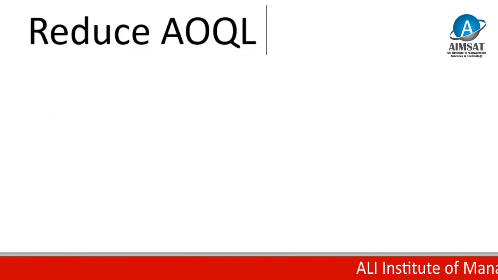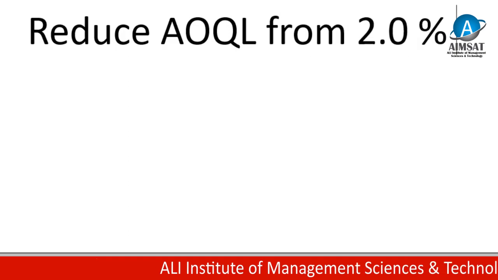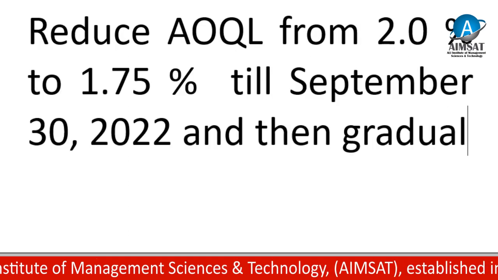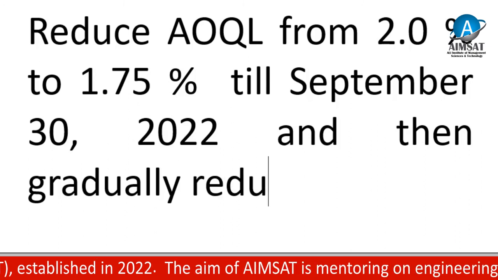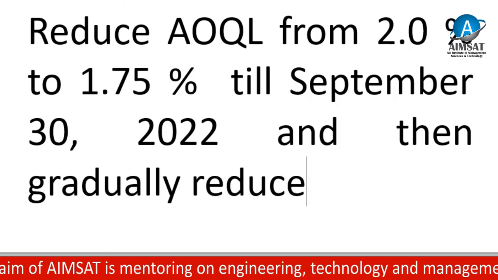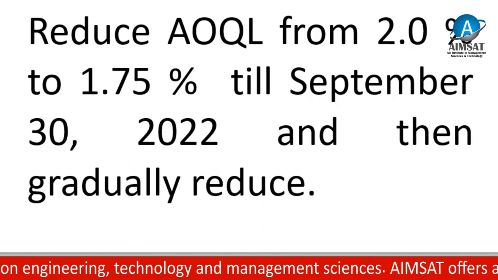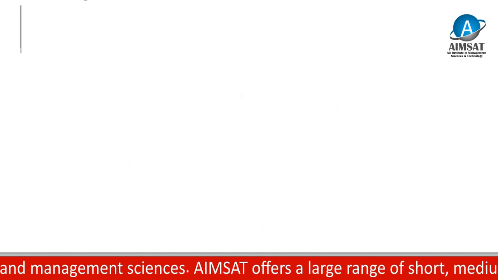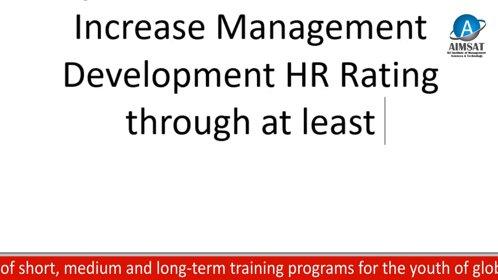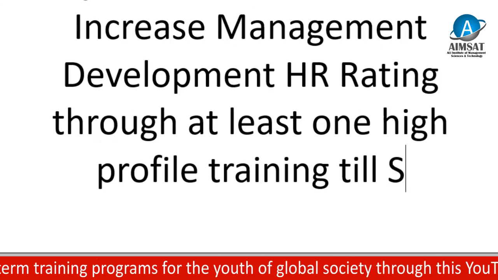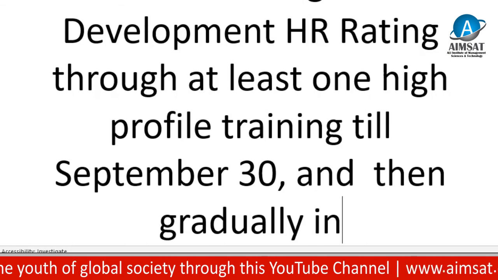Example 6. Reduce AOQL from 2.0% to 1.75% till September 30, 2022 and then gradually reduce. AOQL stands for average outgoing quality limit. Example 7. Increase management development HR rating through at least one high profile training till September 30, 2022 and then gradually increase.